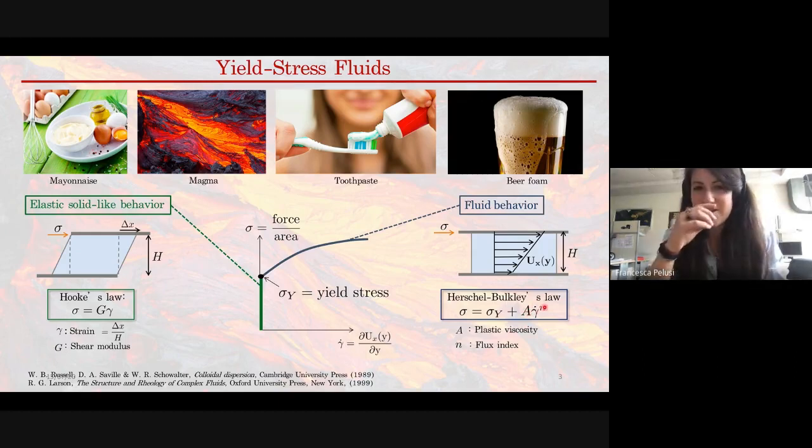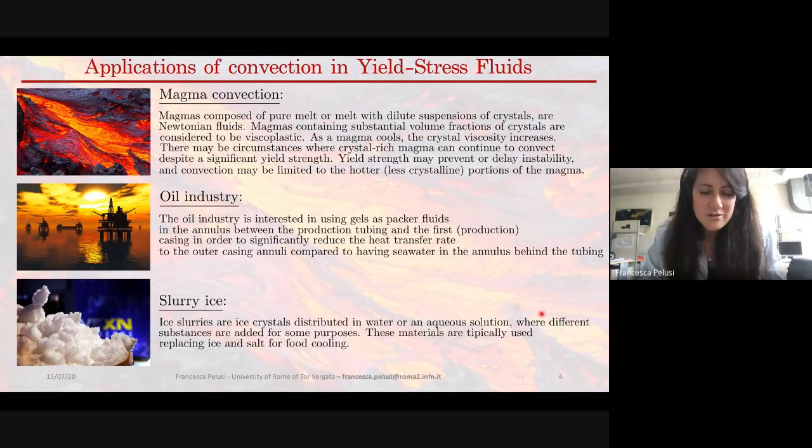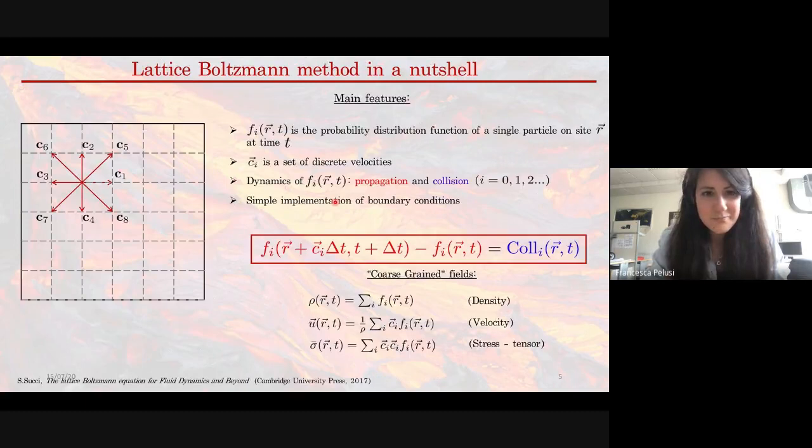Just to clarify the difference between a yield stress fluid and a Newtonian fluid: in the Newtonian case, for example water, you have the yield stress equal to 0, the plastic viscosity is equal to the dynamic viscosity of the fluid, and n is equal to 1. So typically n is different from 1. Convection in yield stress fluids has a lot of applications, both from the scientific side, for example in the study of magma convection, but also on the industrial and technological side.